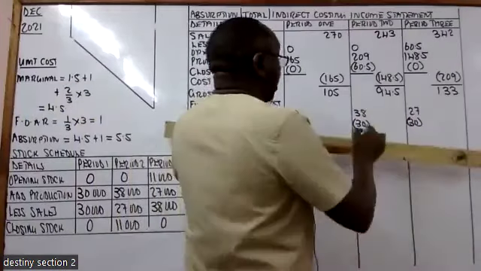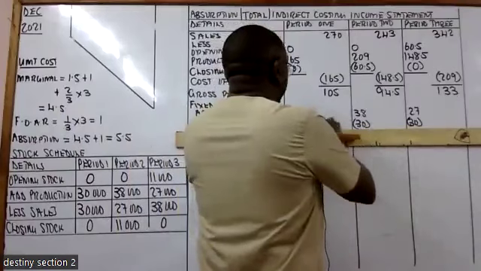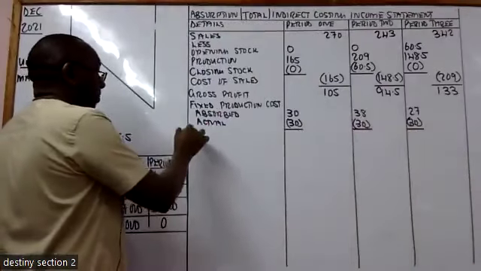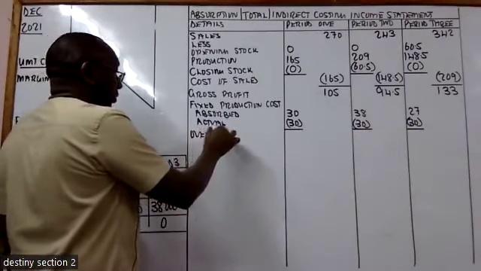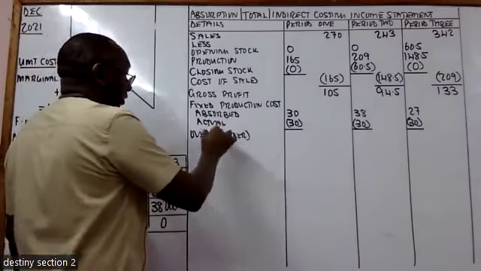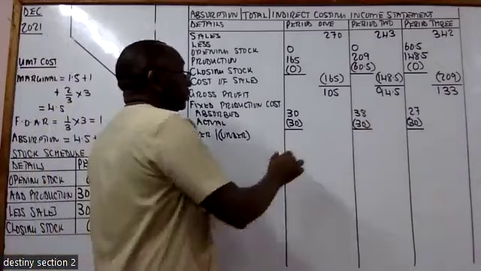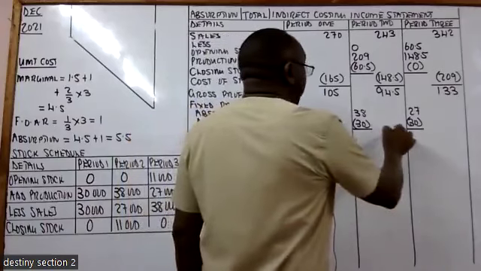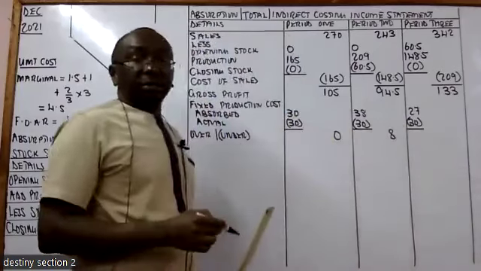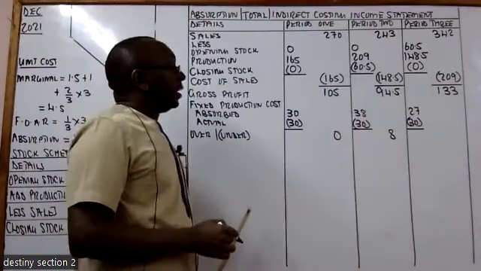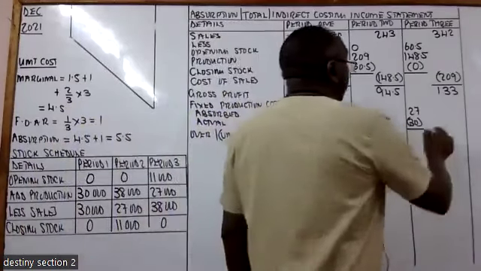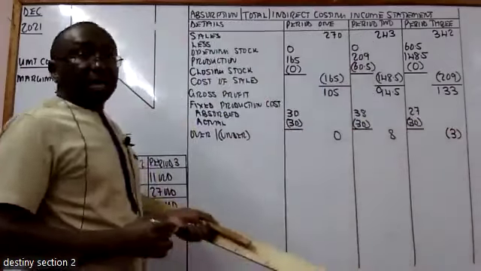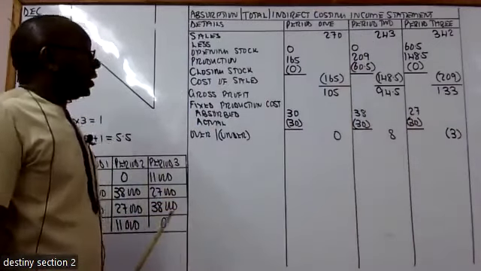So after you have done that, the figure that you get will either be an over or under absorption. And if it is over, it is positive. If it is under, it is negative. So hapa hakuna any difference. Here we have an over absorption of 8, so it's supposed to be added back. And here we have an under absorption of 3. It's supposed to be subtracted.